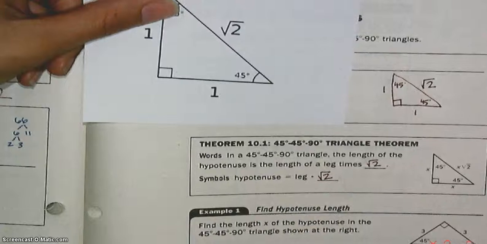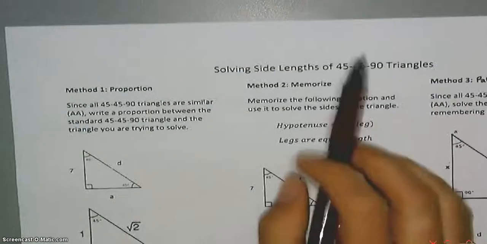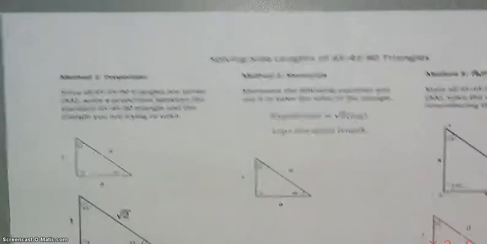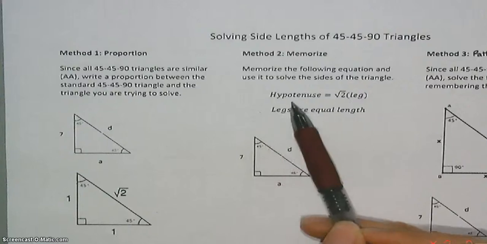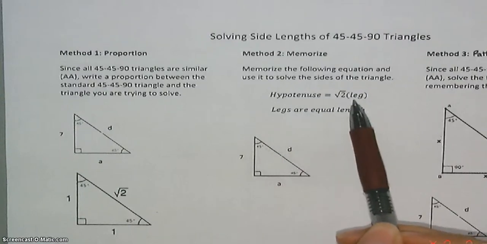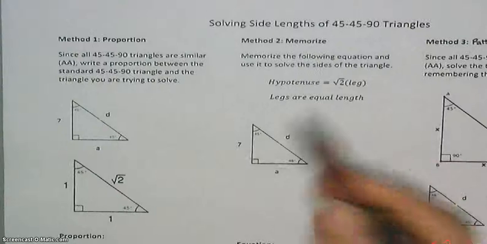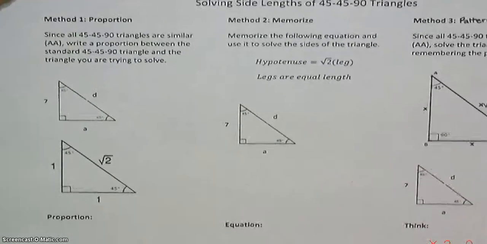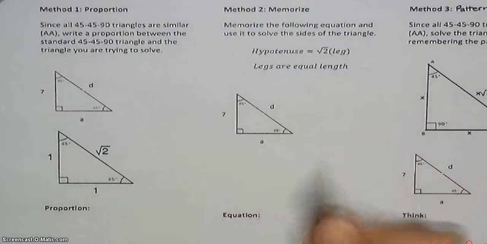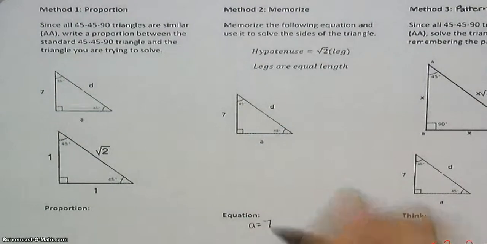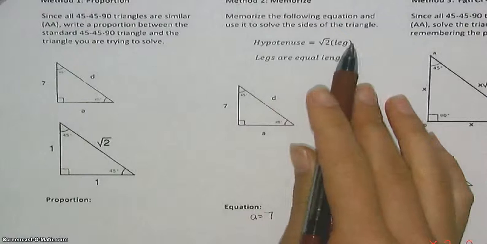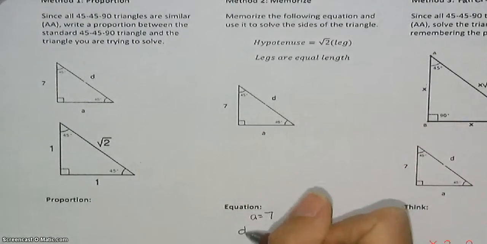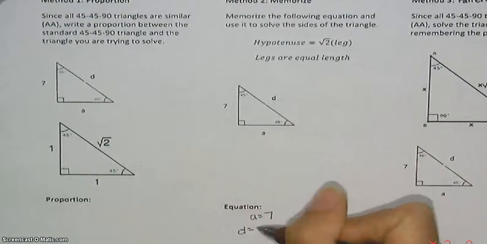So I want you to pull out your extra note sheet that looks like this. Solving for lengths, and make sure it's the 45-45-90 side. One way that we just talked about is to memorize this. The legs are equal, and the hypotenuse is root 2 times the leg. If you look at this picture, we know the legs are equal. So this is a leg and this is a leg. So A equals 7. And then the hypotenuse is root 2 times the leg. So the hypotenuse is D, the leg is 7 times root 2.